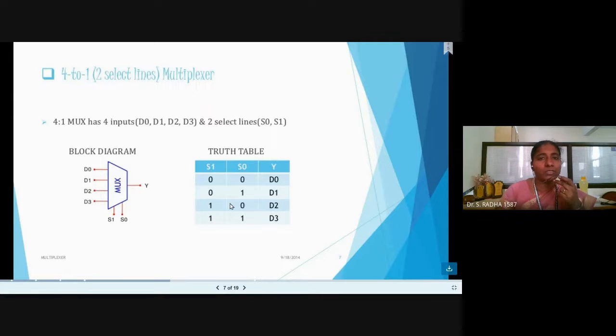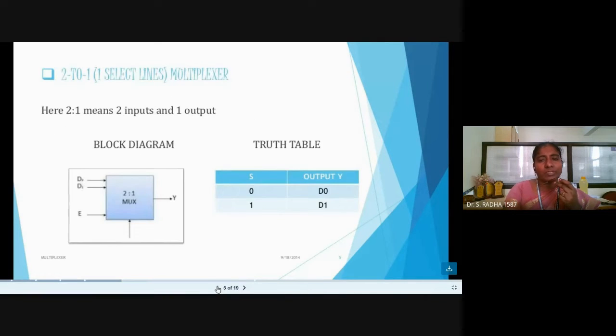So output depends on selection line. Whatever we give in the selection line, that particular input will be traveling to the output. Okay, selection line 1 1 means the last one will travel to the output. Okay, this is about 2 by 1 and 4 by 1 multiplexer I have shown you. Now we will try to see whether this happens in the simulation software. Okay. So first I will go with the 2 by 1.